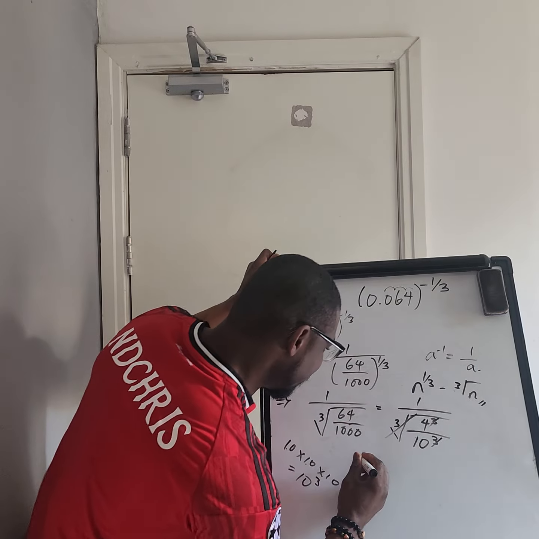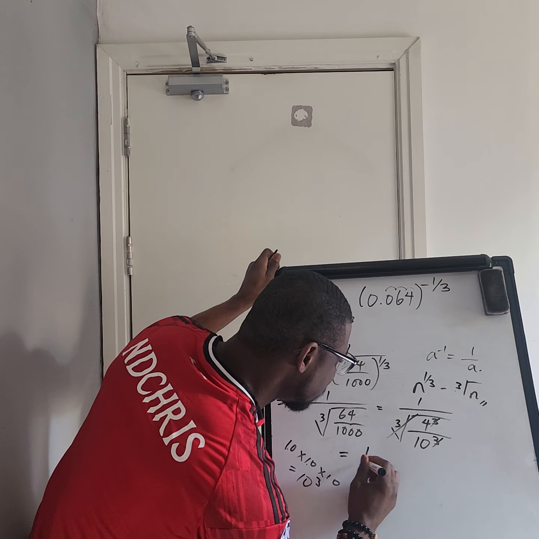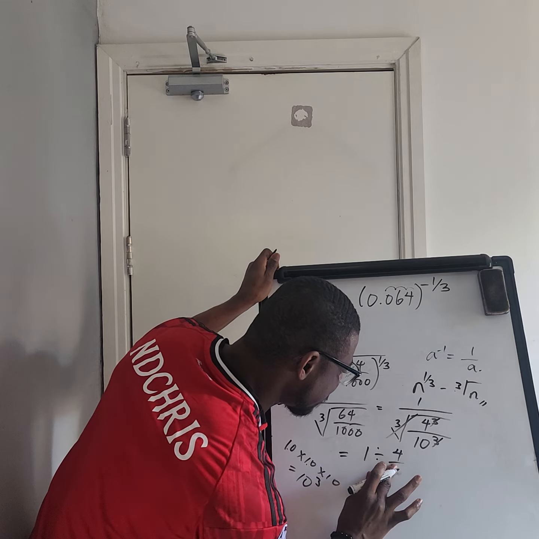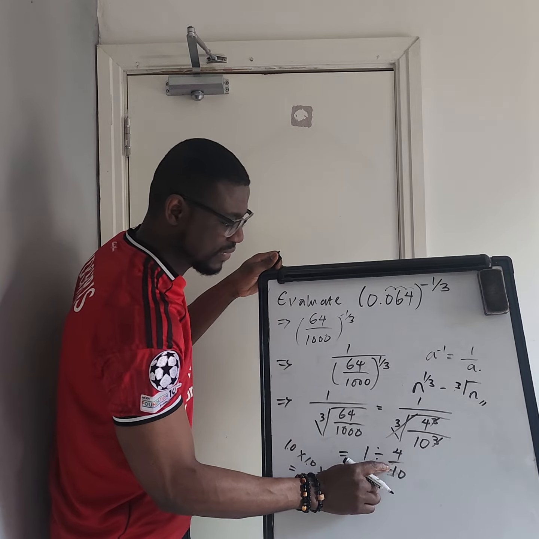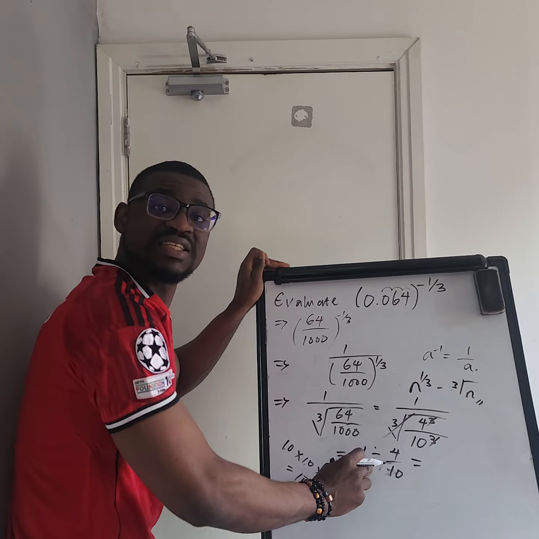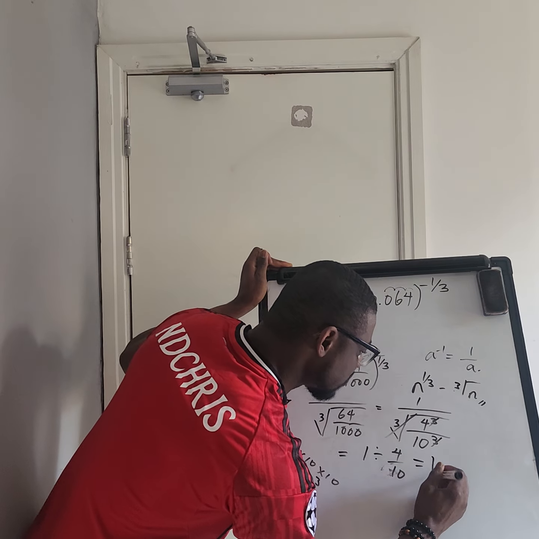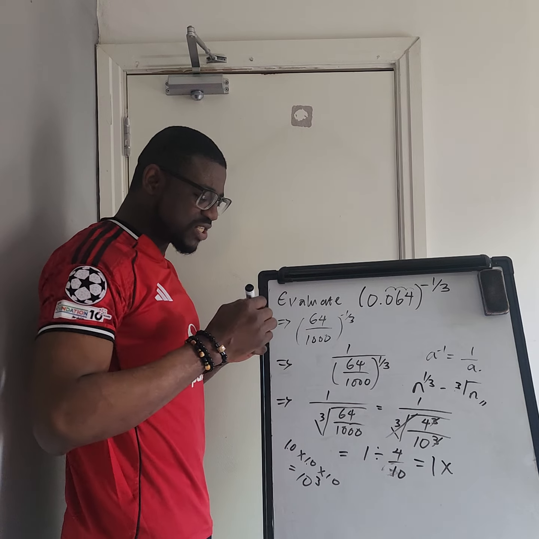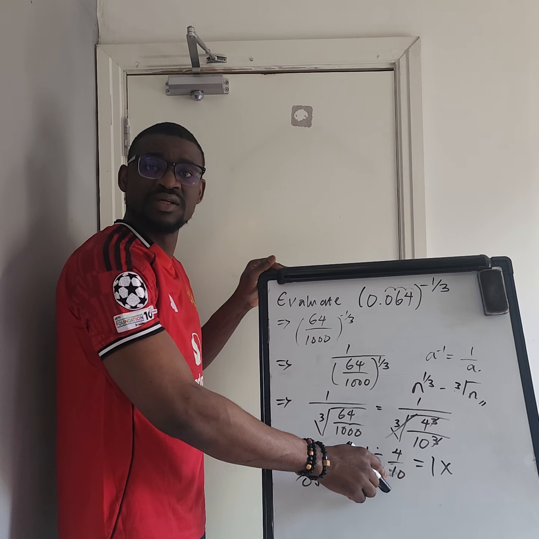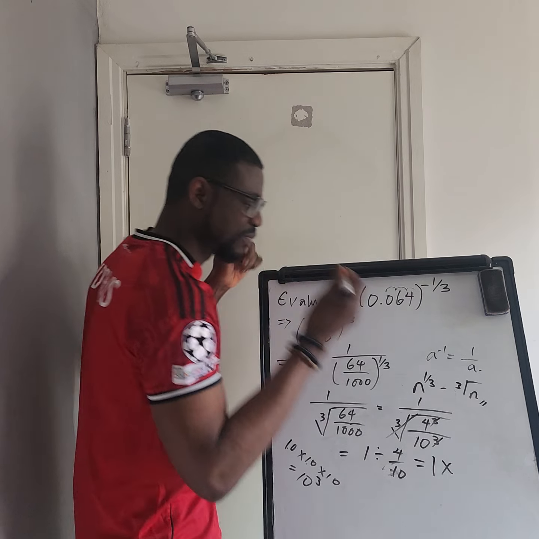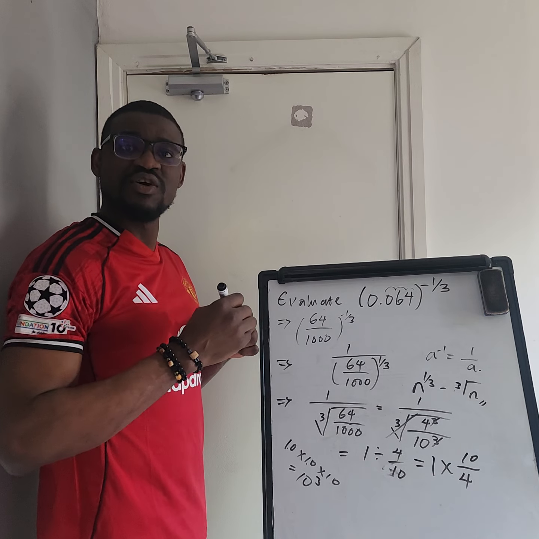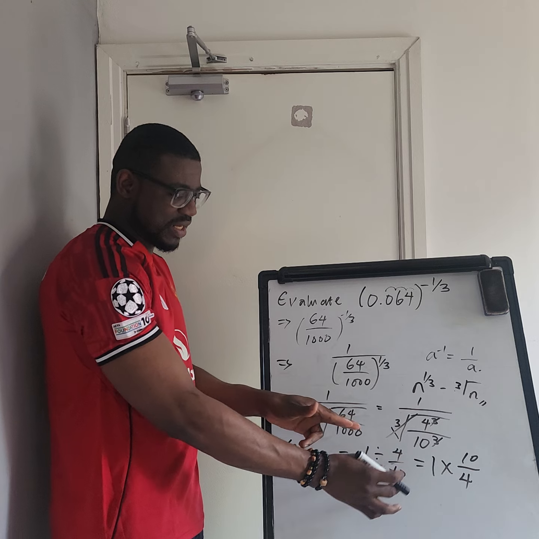So we are then left with 1 divided by 4 all over 10. This is what we have. And for us to remove this division sign, we need to introduce a multiplication sign. Now, the implication of introducing the multiplication sign is that you must invert the numbers. That means 10 will go up and then 4 goes down. So the opposite of division is multiplication. That's what I just did here.